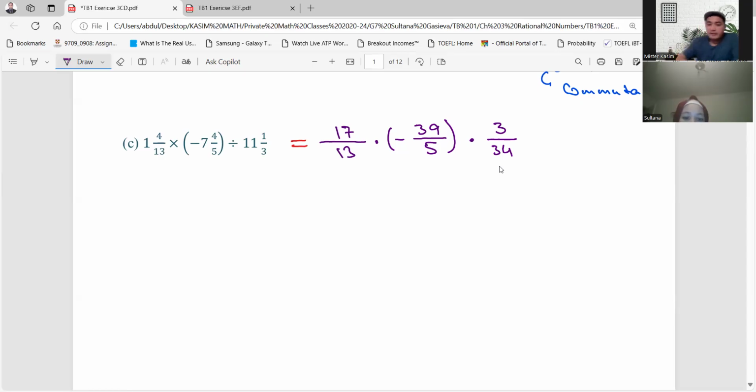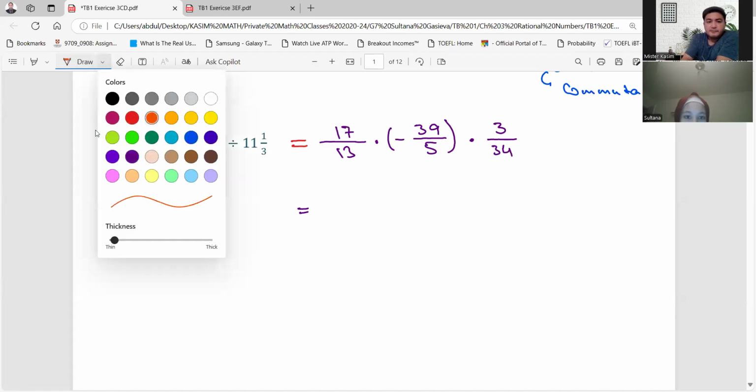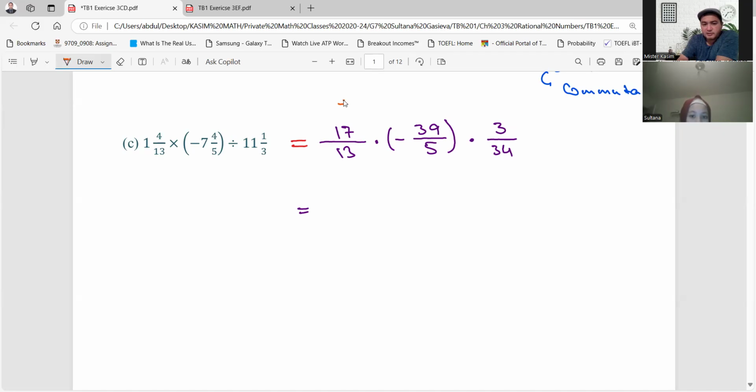And the next step, Sultana, multiply the signs. What is the sign of the first number? Is it positive or negative? It is positive. The second number, negative. The third number, positive. What will be the result? Positive times negative times positive.